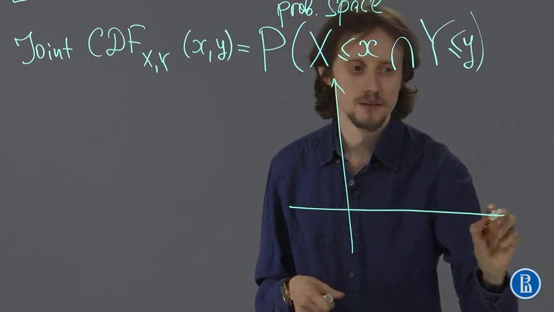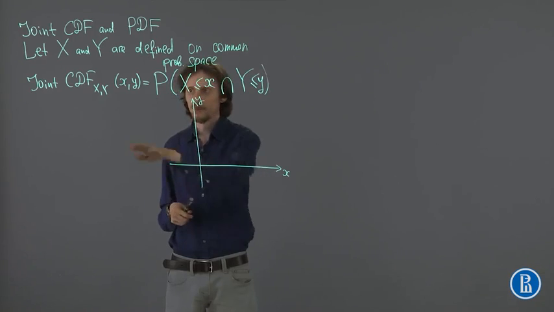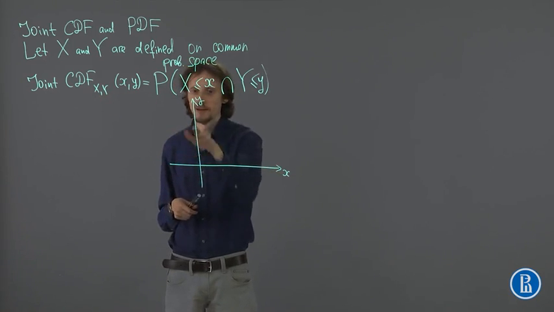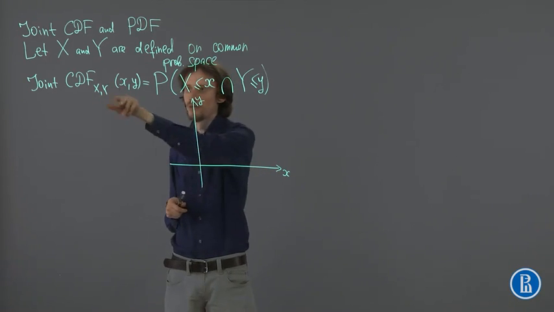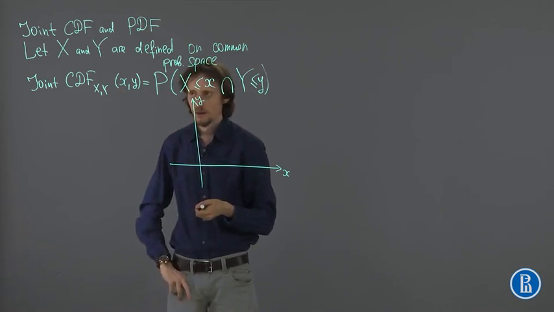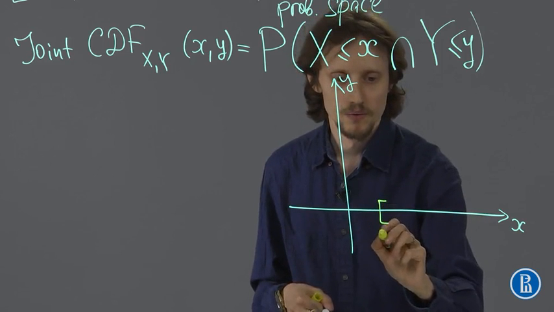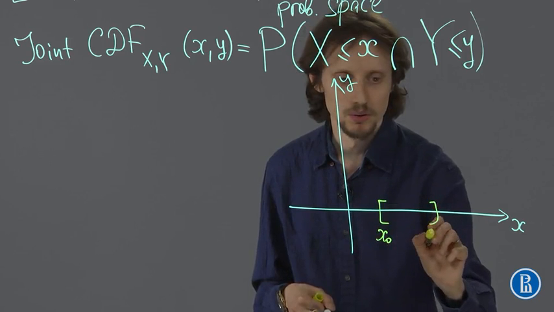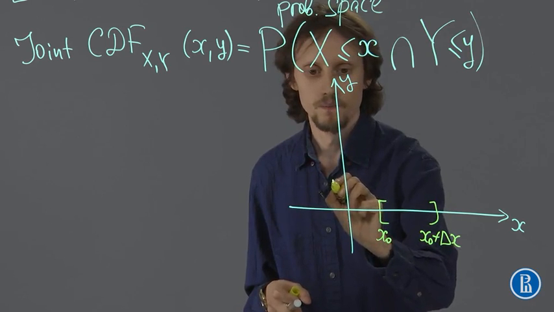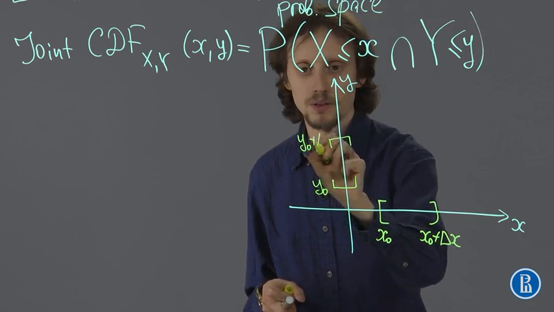We have two axes, x-axis and y-axis, and random variable x takes values on this x-axis, and random variable y takes values on the y-axis, so their pair is denoted by some point on this Cartesian plane. Now let us consider a segment here from x0 to x0 plus delta x, and some segment here from y0 to y0 plus delta y.